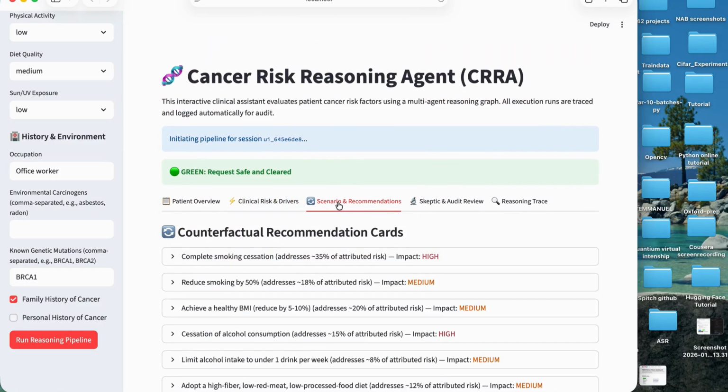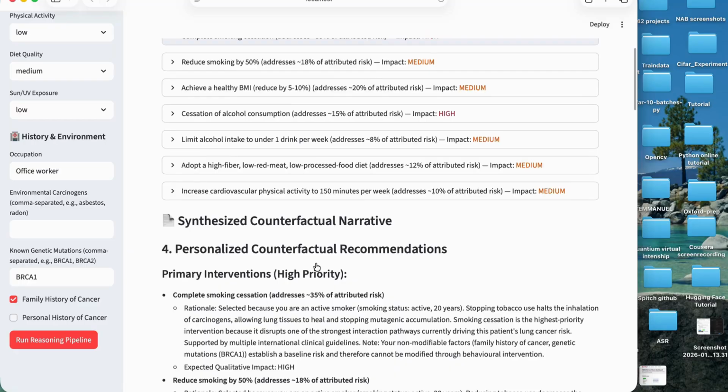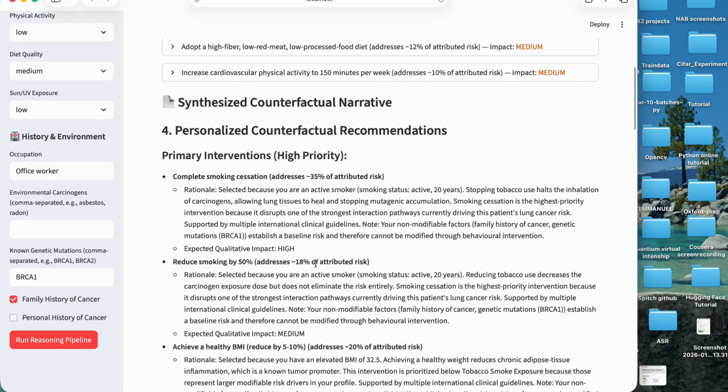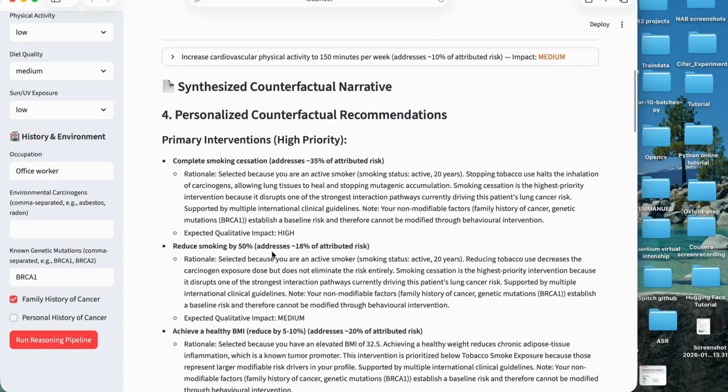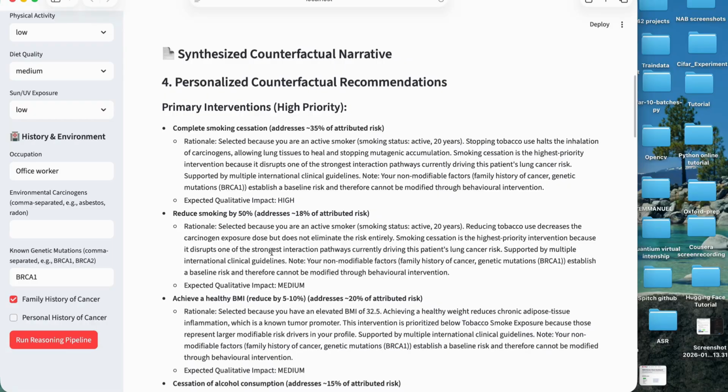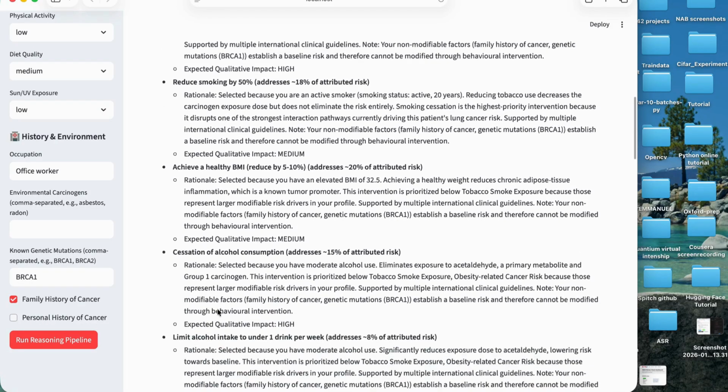Then, rather than stopping at identifying the risk, the counterfactual agent explores practical lifestyle modifications that could potentially reduce modifiable contributors such as smoking, achieving a healthy BMI, and the rest.